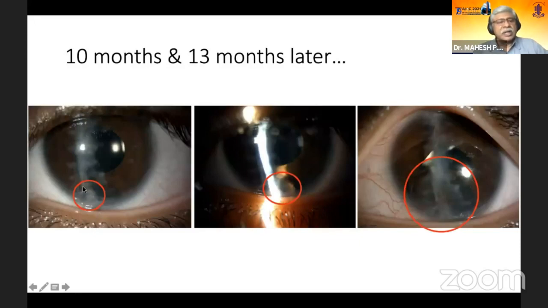You can see the corneal scar, and there is some kind of an iris injury here. But subsequently, around 10 months later, you can see a small cyst happening. At 13 months, in about 3 months, it grew this big. This is the size of the cyst, and it's encroaching on the pupil. He was having decrease in vision, so we had to do something.